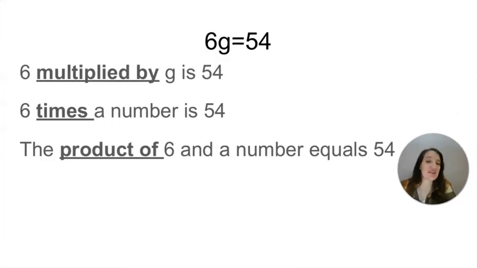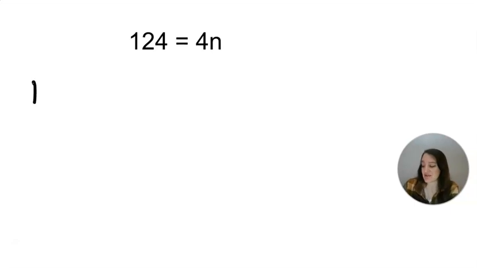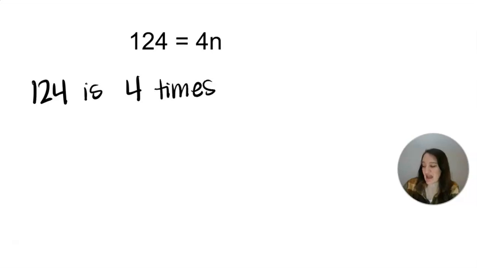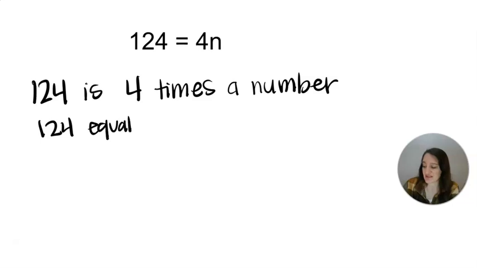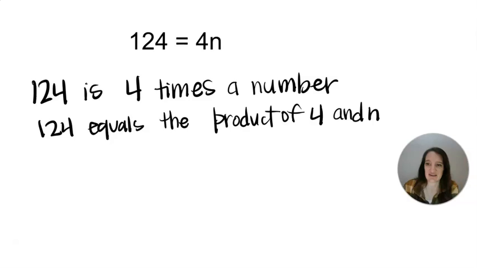Okay, now with something like this, you could say 6 multiplied by g is 54, right? 6 times a number is 54, or you could do the fancy math word and say the product. The product of 6 and a number equals 54. So what are you going to write for this one? Say 124 is 4 times n, or 4 times a number, because that's what n is. It's a number that we don't know. Or you could say 124 equals, let's be fancy, the product of 4 and n. Okay, there's lots of other things, but those are kind of the main things.